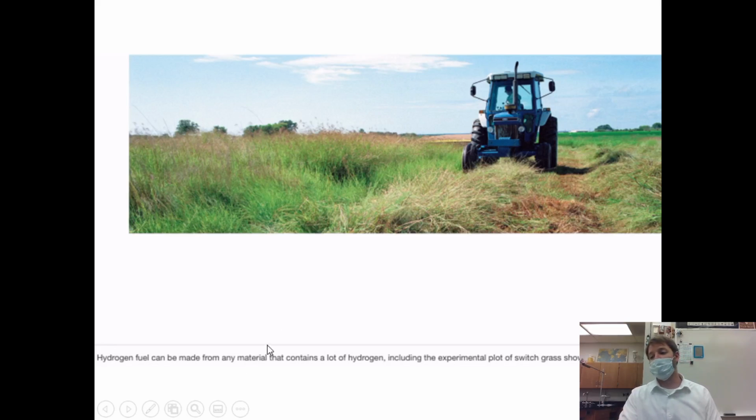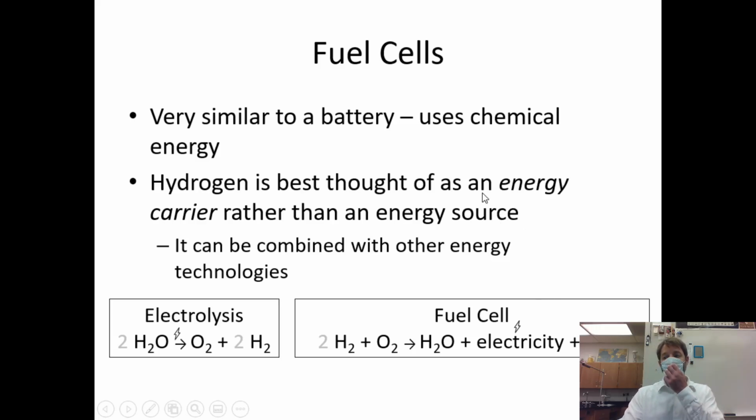Hydrogen fuel can be made from any material that contains a lot of hydrogen through steam reforming. Once we have the hydrogen, we can convert it to electricity using fuel cells. Fuel cells use this reaction. And you'll notice it's the exact opposite of the reaction of electrolysis. Electrolysis splits water into oxygen and hydrogen. Fuel cells take that hydrogen and the oxygen and they recombine it to produce the water once again, but we also get electricity and heat.